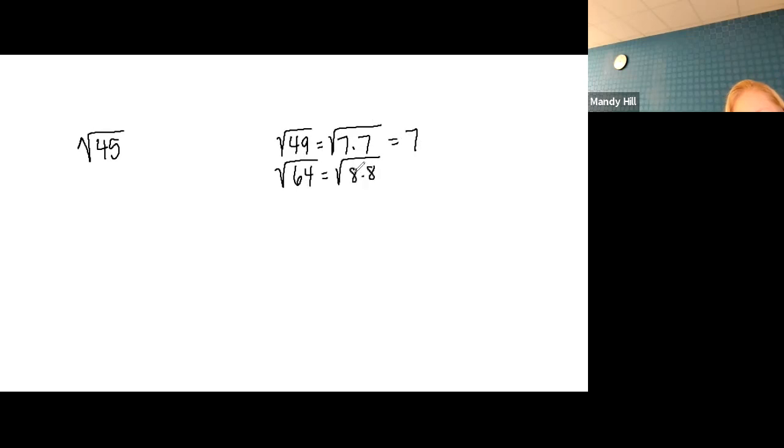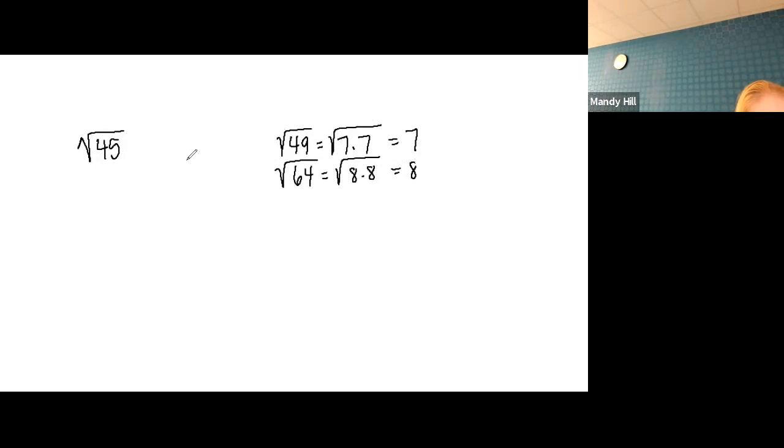Okay, we want to simplify the square root of 45. So we've talked about how to simplify perfect squares. Perfect squares are the ones where they come out even. So if I did the square root of 49, we know that the answer is 7 because 7 times 7 is 49. And the square root of 64 is really 8, because 64 is 8 times 8. Well, the problem with 45 is you really can't think of something that's going to multiply together that's the same, that's going to give you 45.